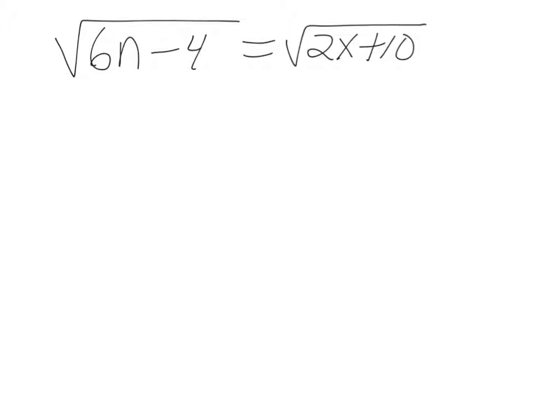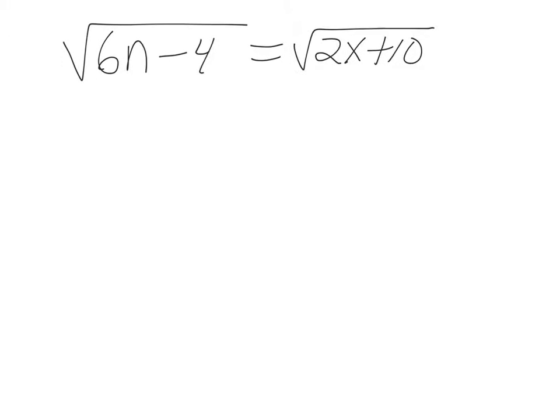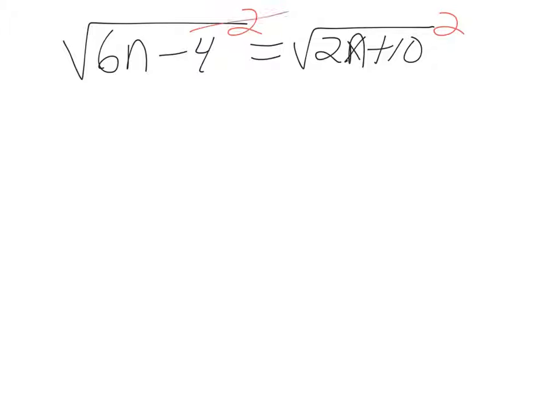Alright, so now on this one we had the square root of 6n minus 4 and 2, sorry about that, that should be an n on there. Alright, so we need to get rid of those radical signs, and they're both square roots. And so we're going to square both sides, and that'll cancel those out. Cancel that out. So then I have 6n minus 4 equals 2n plus 10.